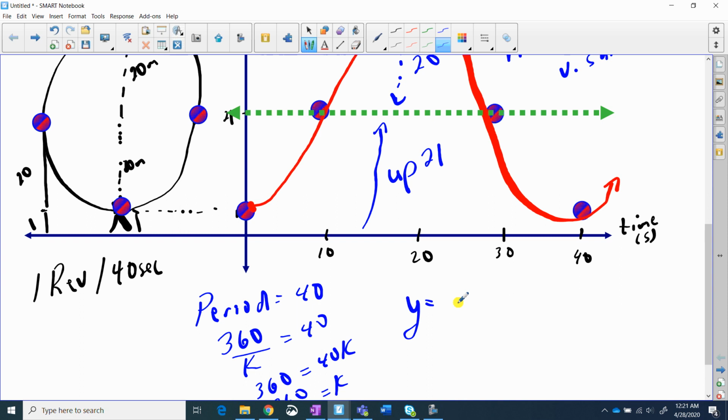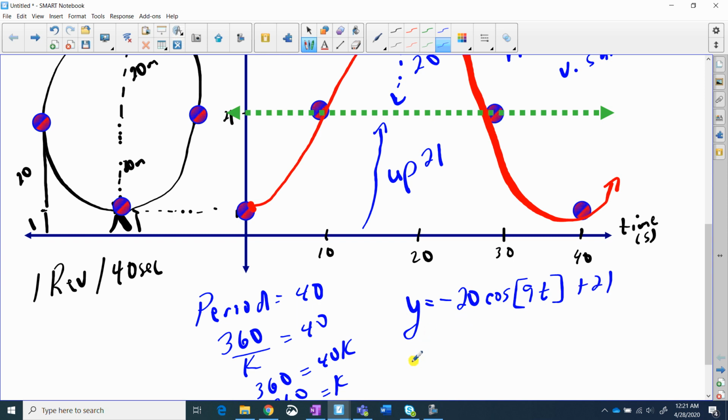Y equals negative, amplitude is 20, going to go with cosine. K value is 9. Now I don't need a phase shift. Now, some students just out of habit keep putting theta here, but really these aren't thetas anymore. In this question, it would make more sense if I put t there for time. There is no phase shift, so I can close that, and my vertical shift is up 21.